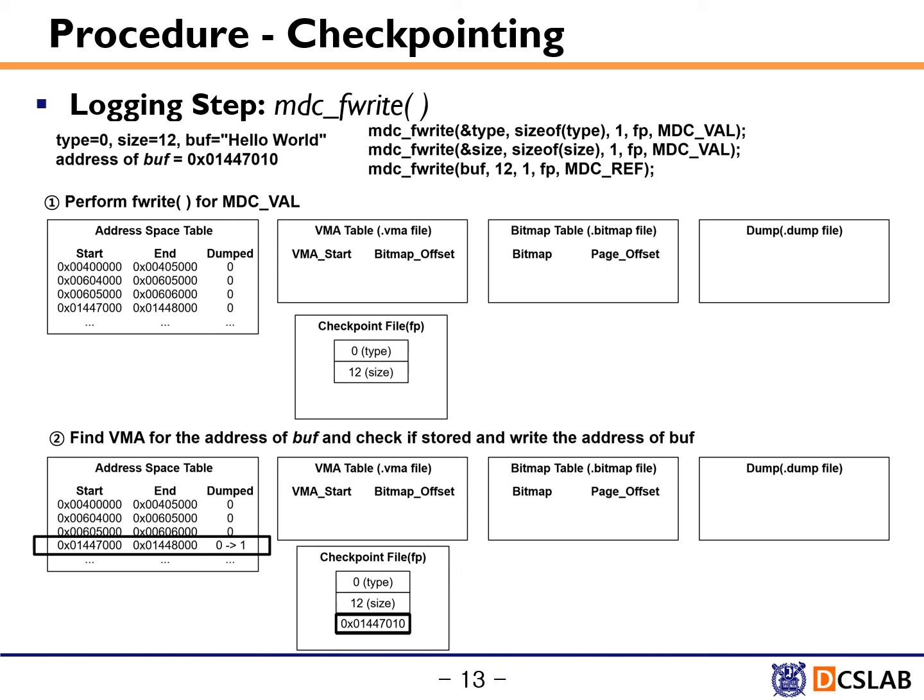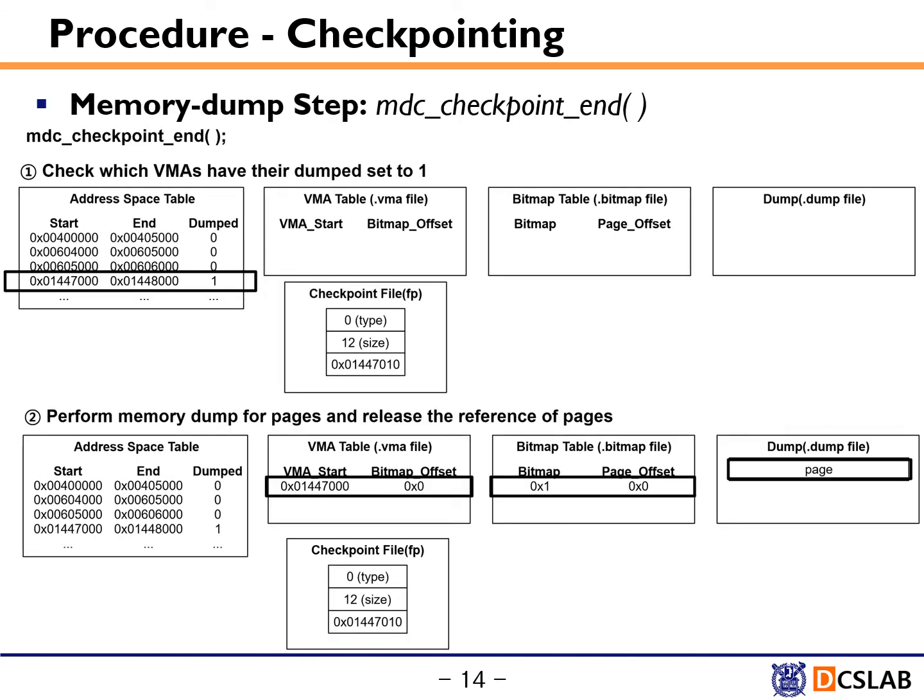This is the logging step. The last step is the memory dump step. It starts with an application calling the MDC checkpoint function call. We first check which VMAs have their dumped flag set to 1.